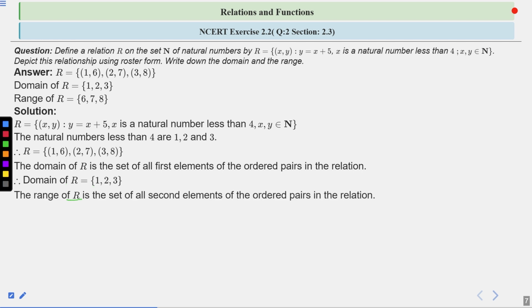Now for the range set, collect all the second elements of the ordered pairs in the relation. So the second elements are 6, 7, 8. So the range set is simply this set with 3 elements 6, 7, 8. Clear?